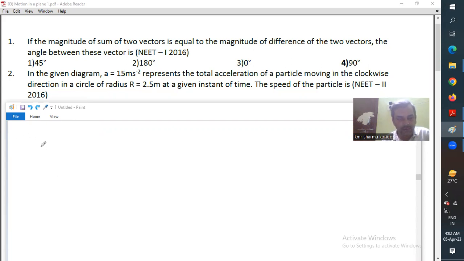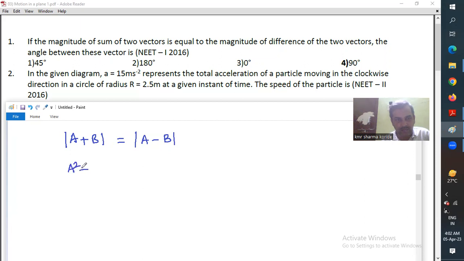So the meaning of the question is: the magnitude of the sum of two vectors, sum meaning addition, is equal to the magnitude of the difference. This is based on the parallelogram law of vector addition. The magnitude of the sum of two vectors, according to the parallelogram law, is a square plus b square plus 2ab cos theta. This is equal to a square plus b square minus 2ab cos theta.